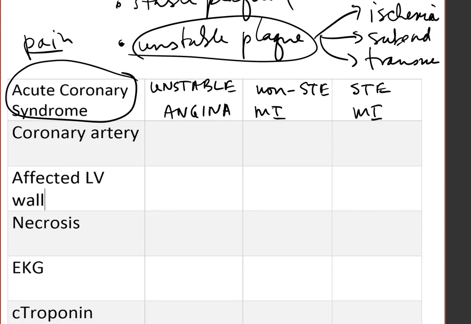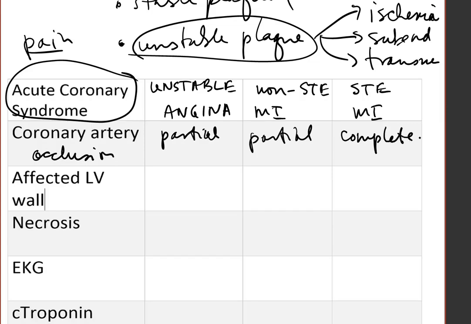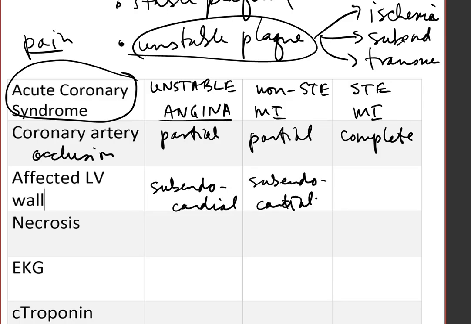If we take a look at the coronary artery occlusion, then the unstable angina will be a partial occlusion. Similarly, the subendocardial will also be a partial occlusion. But ST elevation transmurals, that's a complete occlusion. When we talk about which part of the left ventricular wall is involved in unstable angina, that is subendocardial. Similarly, in non-STEMI, that's going to be subendocardial, but in ST elevation, it is transmural.